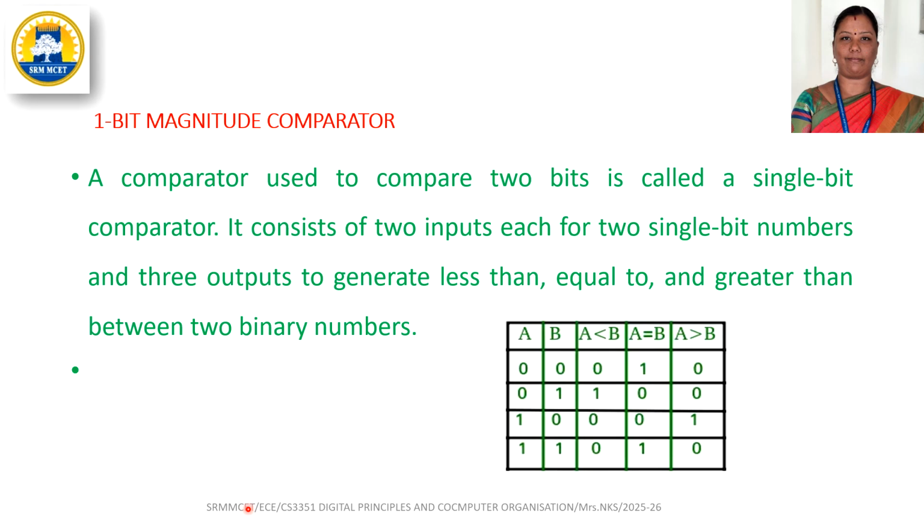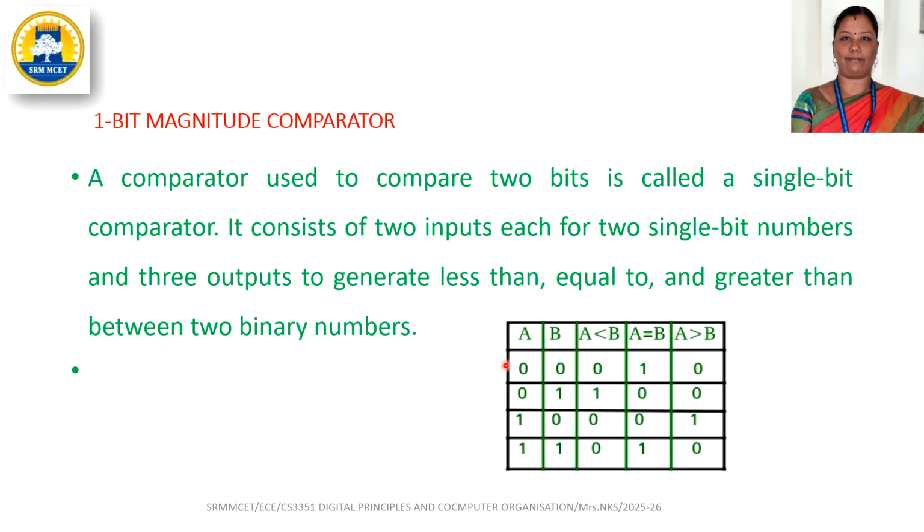Now we will discuss the 1-bit comparator, which is generally used to compare two bits. It consists of two inputs, as we know, each a single-bit number. To design a digital circuit, first of all, we have to construct a truth table of our desired output. Here is the truth table of the 1-bit comparator. We have two inputs A and B, each a single bit, and three outputs.